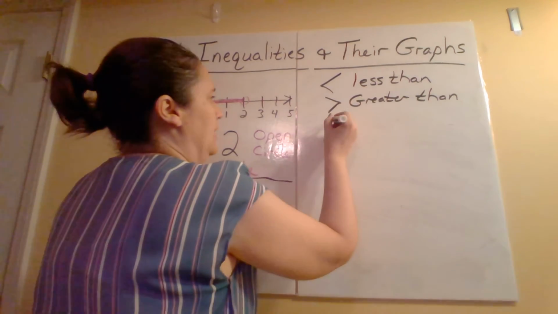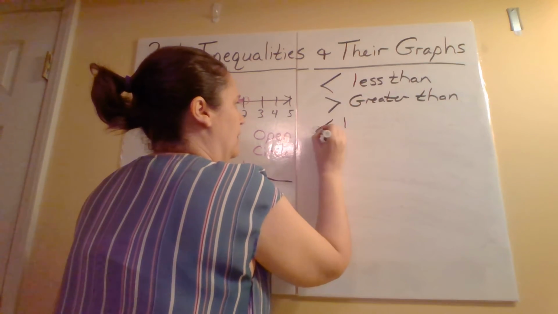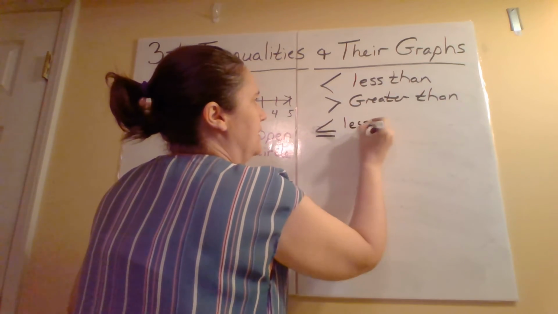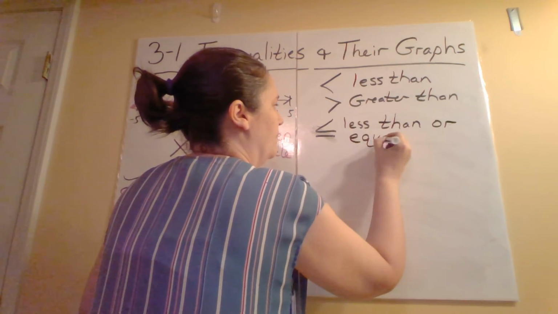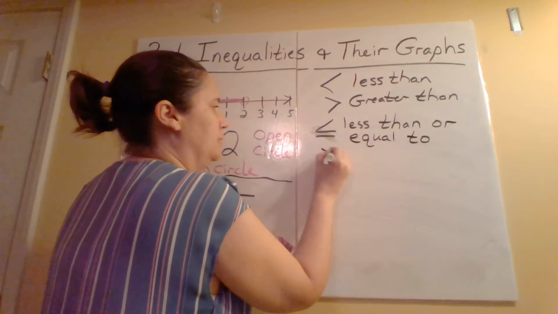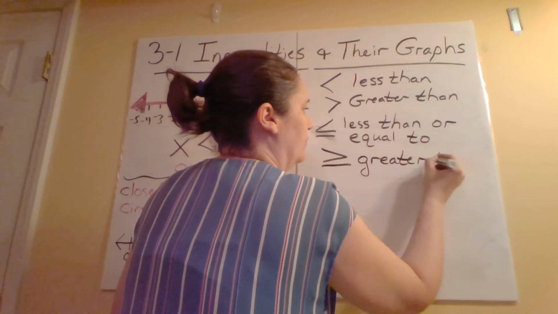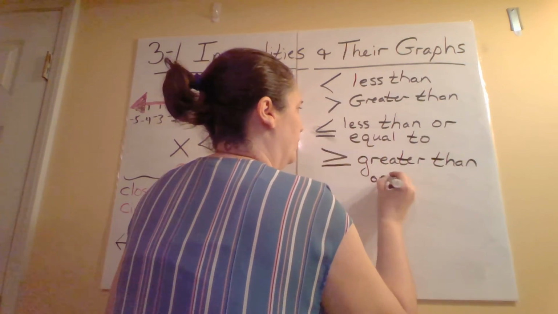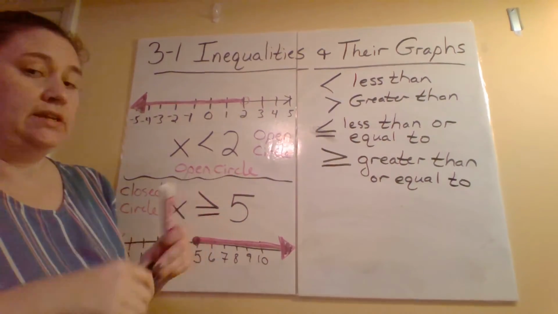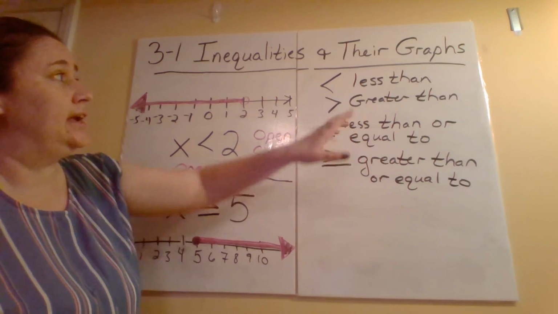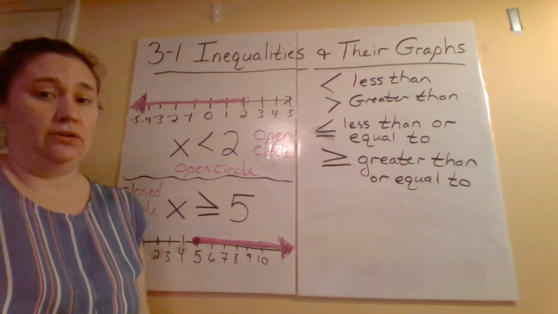Now I'm going to add to my list of inequalities over here. I'm going to add less than or equal to. Oh, I drew it terribly. Let me try that again. Less than or equal to. And I'm going to draw a greater than or equal to. So these are the 4 signs that you're going to be using in class today. Less than, greater than, less than or equal to, greater than or equal to.